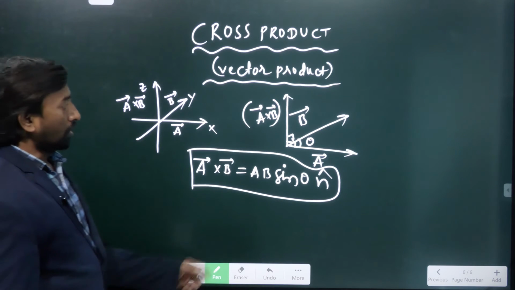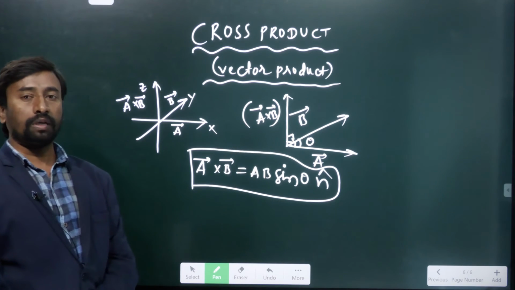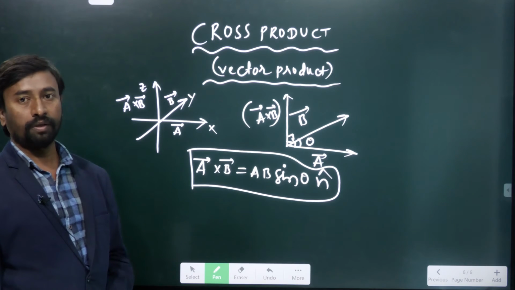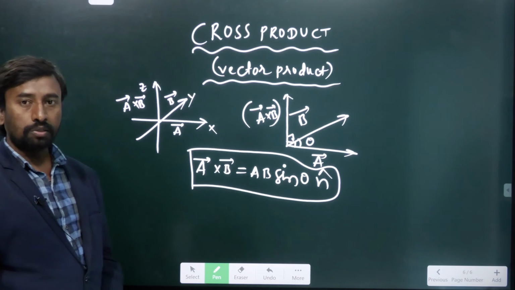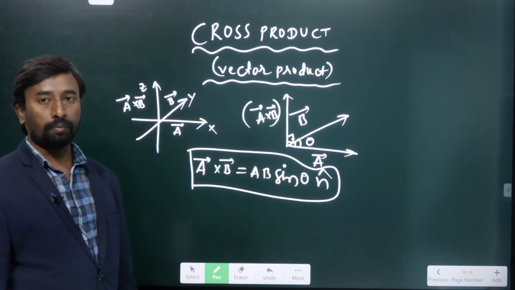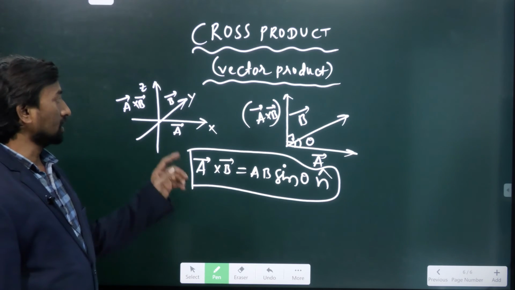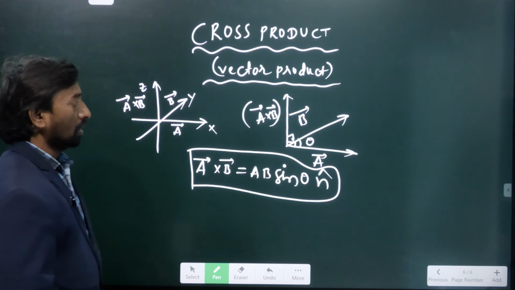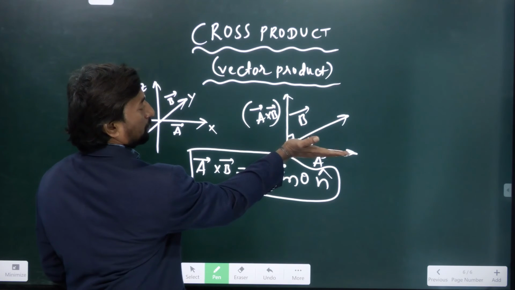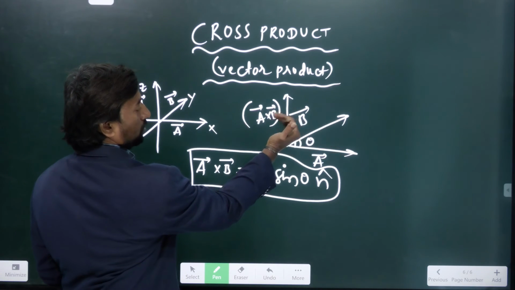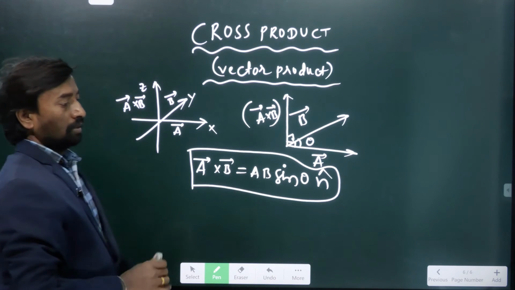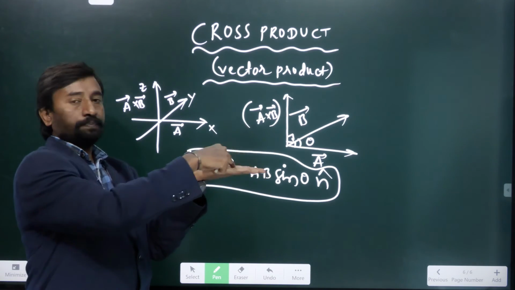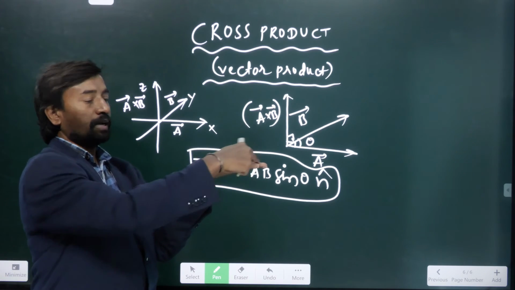Then what is the direction of this? How can the direction of this cross product be found? That can be found by using the corkscrew rule or the right hand thumb rule. The direction will change based on the direction of rotation of the vector. Suppose a bar is moving in anti-clockwise direction.